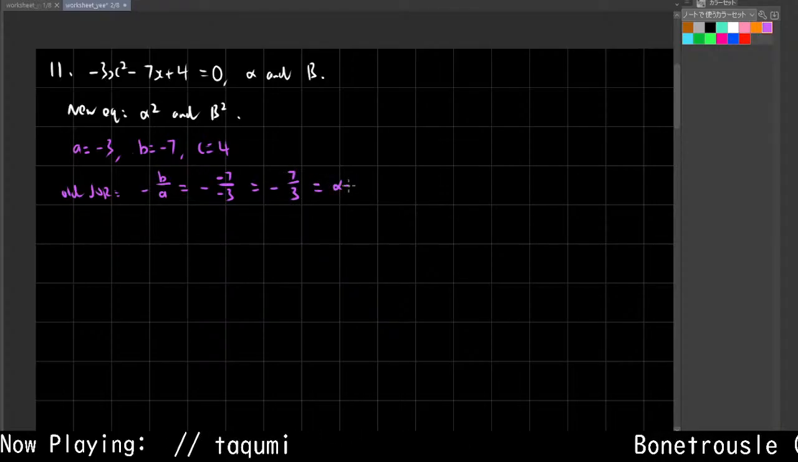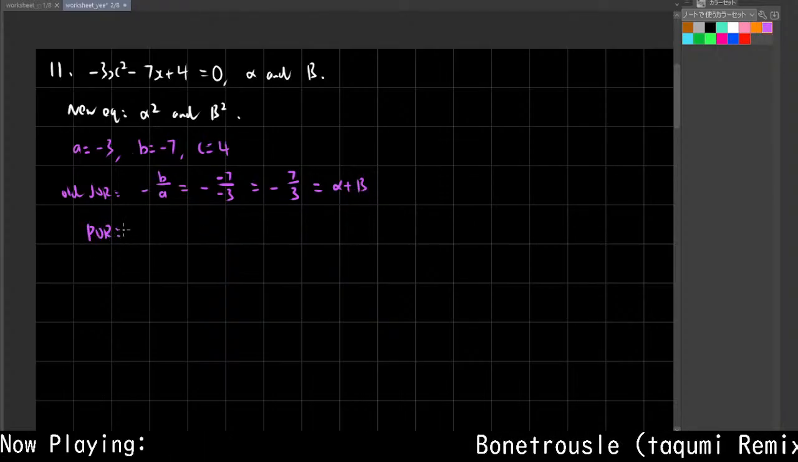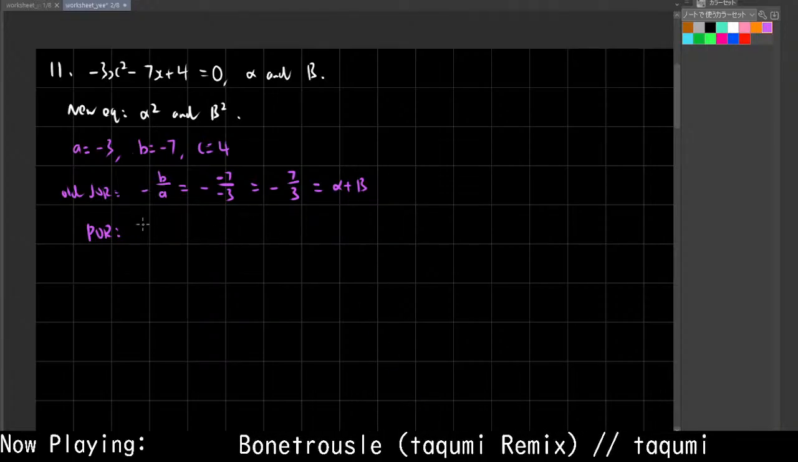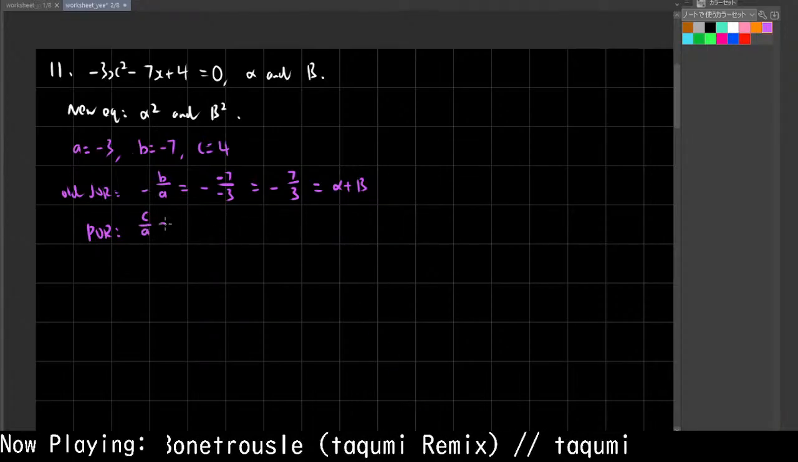This will be equal to alpha plus beta. Your product of roots is equal to C over A.